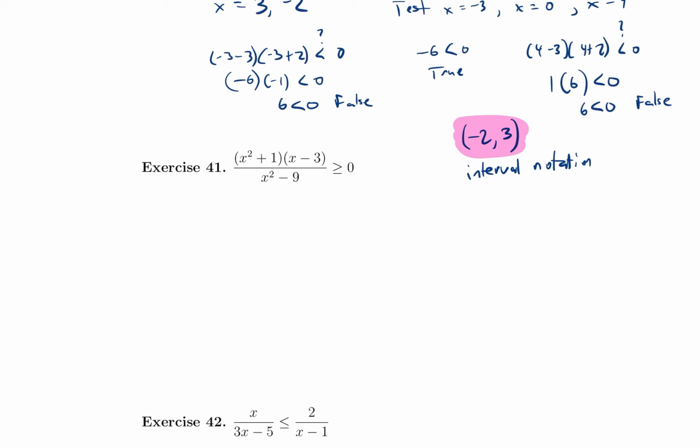Okay, now we have another rational expression in our inequality. So this one, we need to factor the denominator first, and the numerator if it's possible, but in this case, it's not possible to factor the numerator.